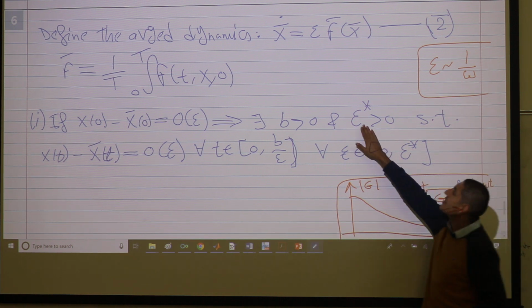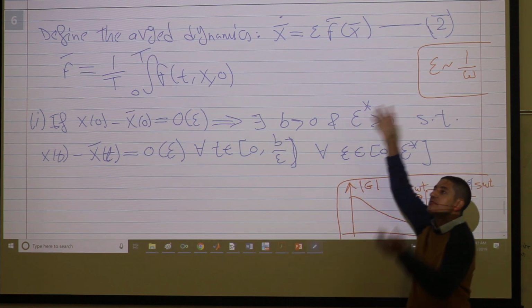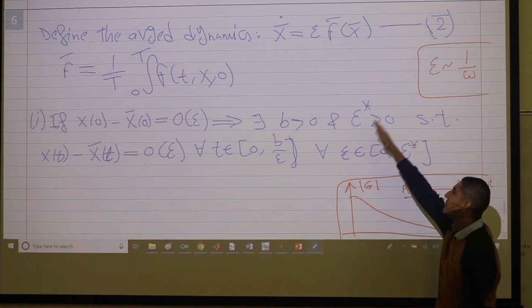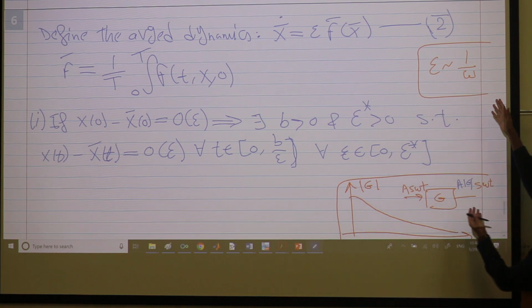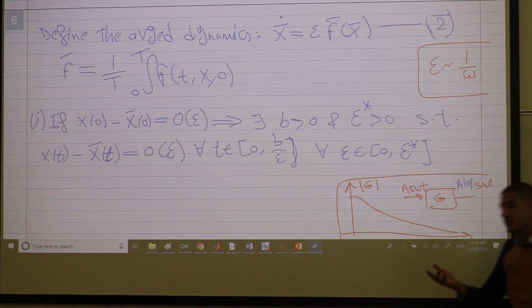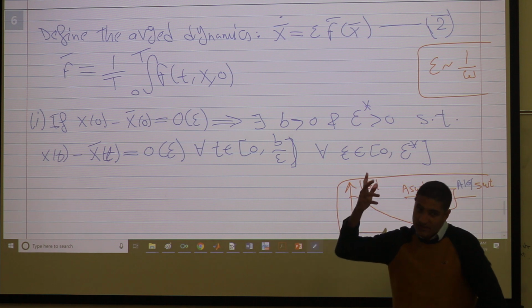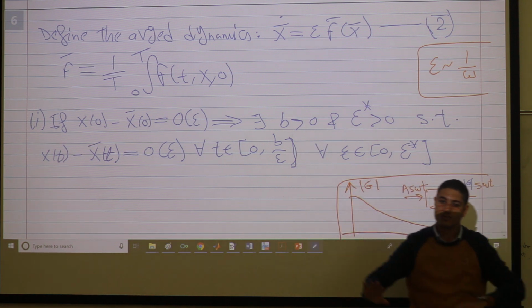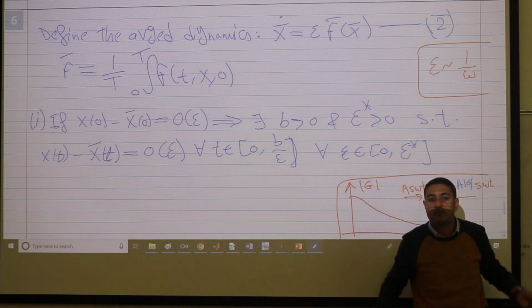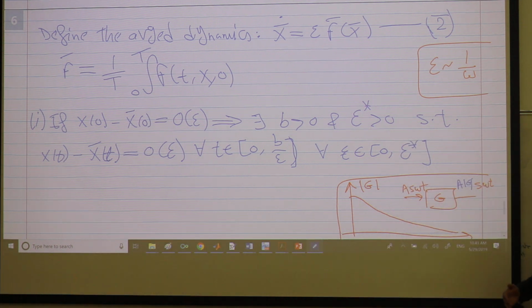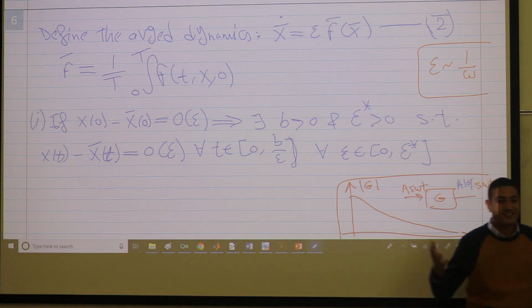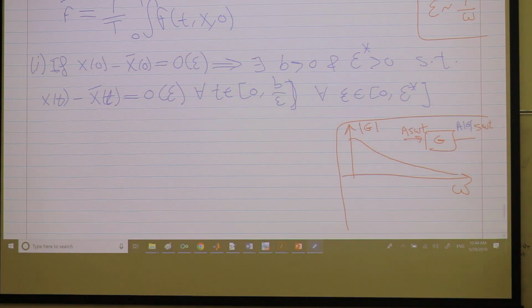It says there exists some epsilon star such that your statement will hold below this value. So in the language of omega, there exists some omega star such that if your omega is larger than this frequency, this will hold. But how high should I go? We don't know. So this is the point. You do it with the highest possible frequency, and you hope that you match your omega star or epsilon star.